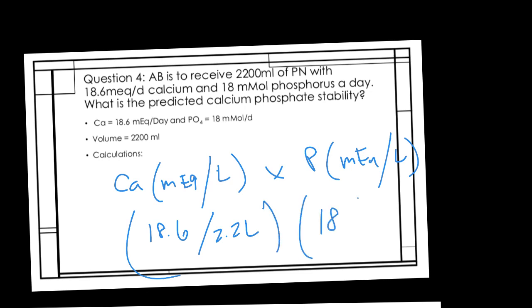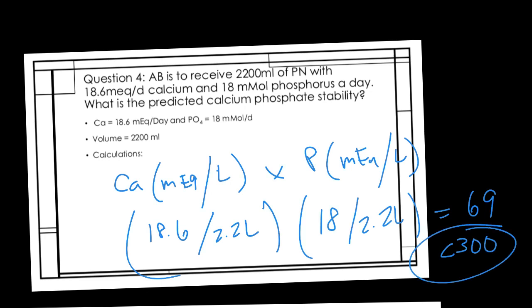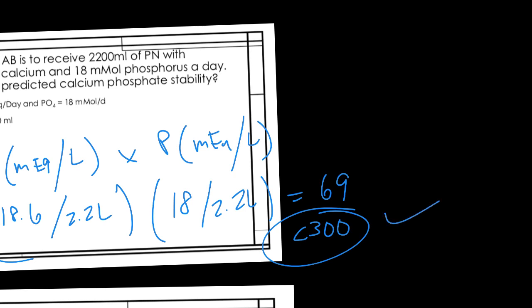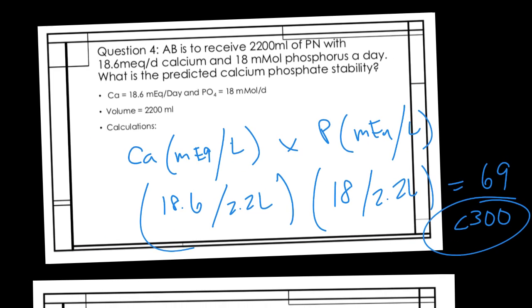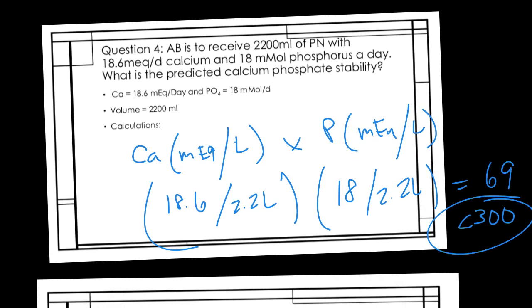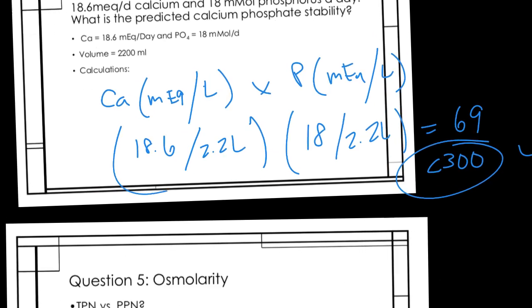18 times 18 over 2.2 liters. 6, 4, 5 times 8.1. That gives you 69. So 69 is less than 300. 300 is a magic number for precipitation. So you're good. Your predicted stability is 69, which is less than 300, so okay.